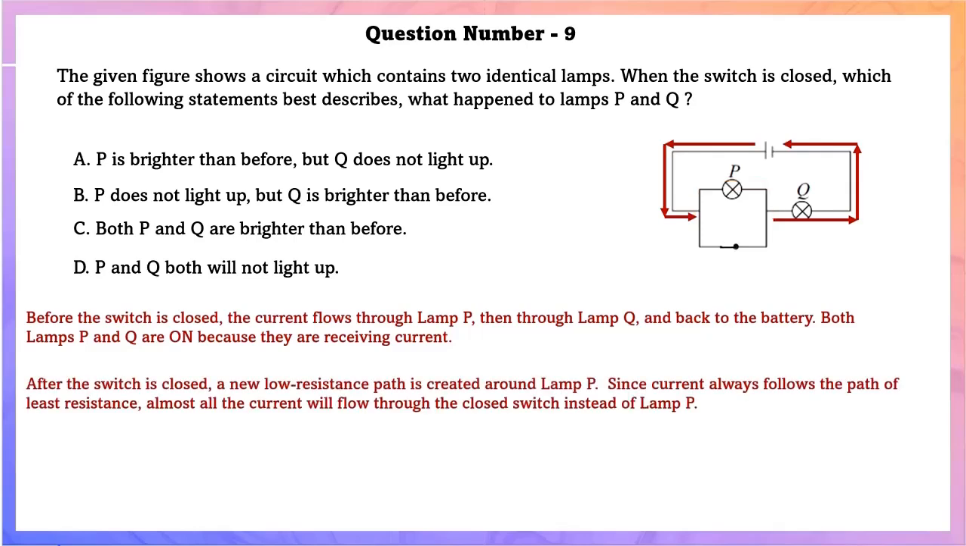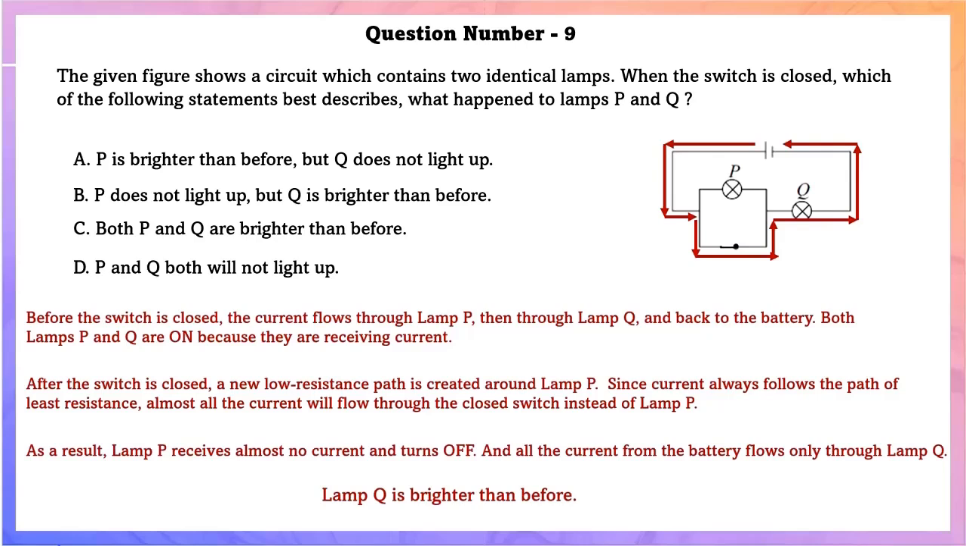After the switch is closed, a new low resistance path is created around lamp P. Since current always flows the path of least resistance, almost all the current will flow through the closed switch instead of lamp P. As a result, lamp P receives almost no current and turns off, and all the current from the battery flows only through lamp Q. Lamp Q is now therefore brighter than before. So the correct option is B, that is P does not light up but Q is brighter than before.